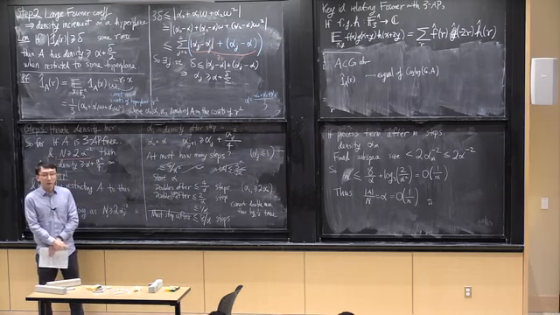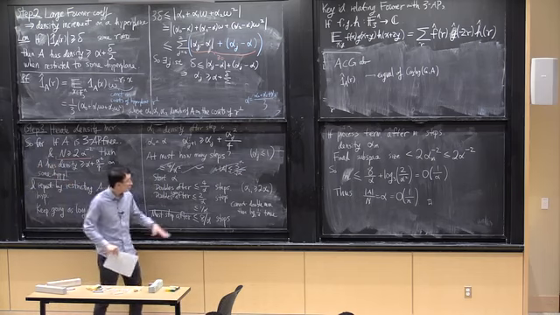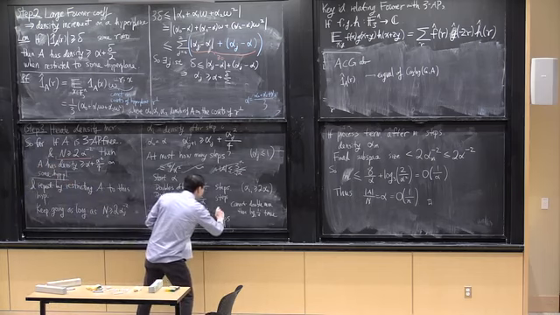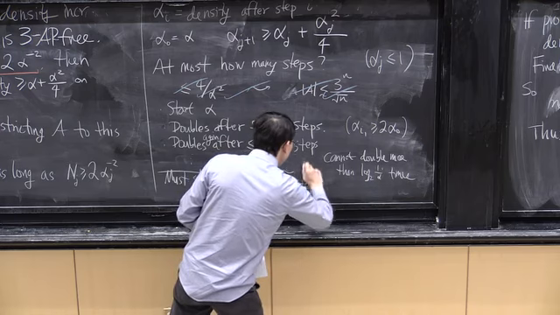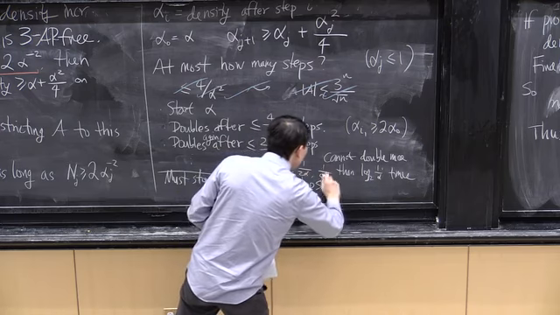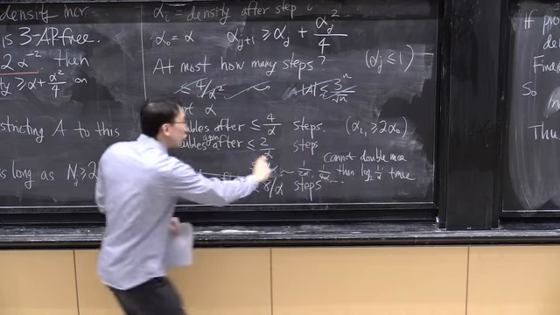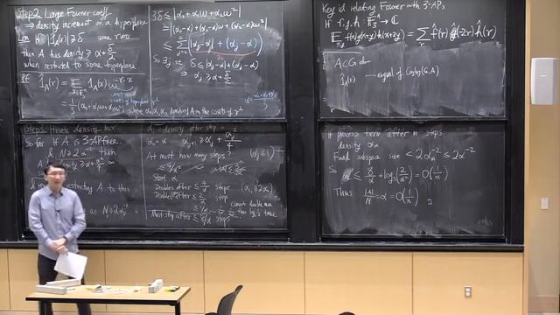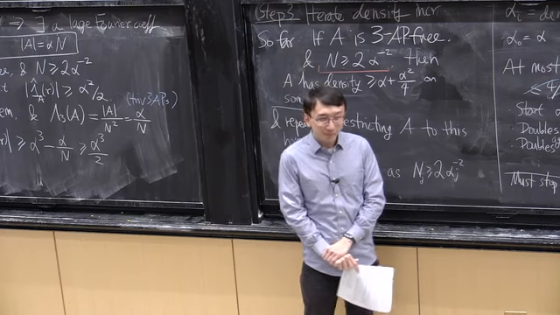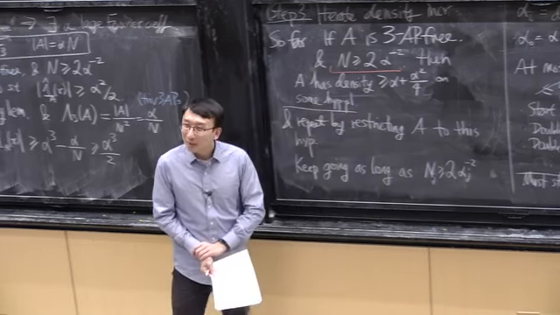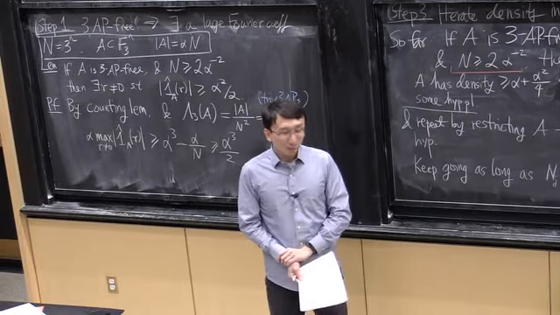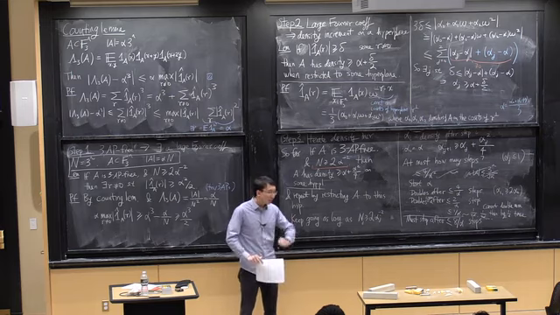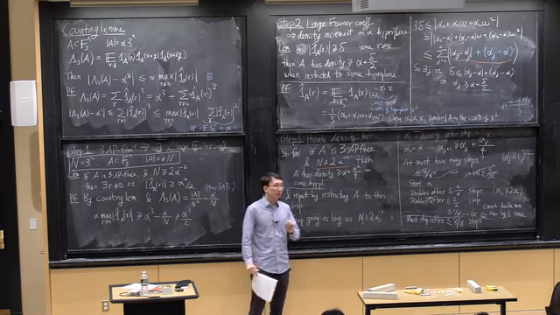So how many steps have you taken? Well, you sum this geometric series, and that geometric series sums to 8 over alpha. Okay. Great, so let's finish here. So next time we'll see Roth's proof of Roth's theorem.